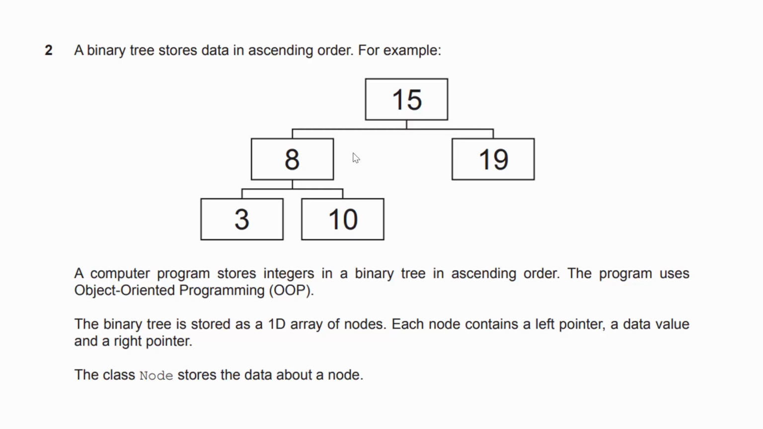So you have to have a basic understanding of how binary trees work. 15. I know that was the first number entered because that's our root node. I don't know what number was entered next. It was either 8 or 19. Let's say they enter 19.